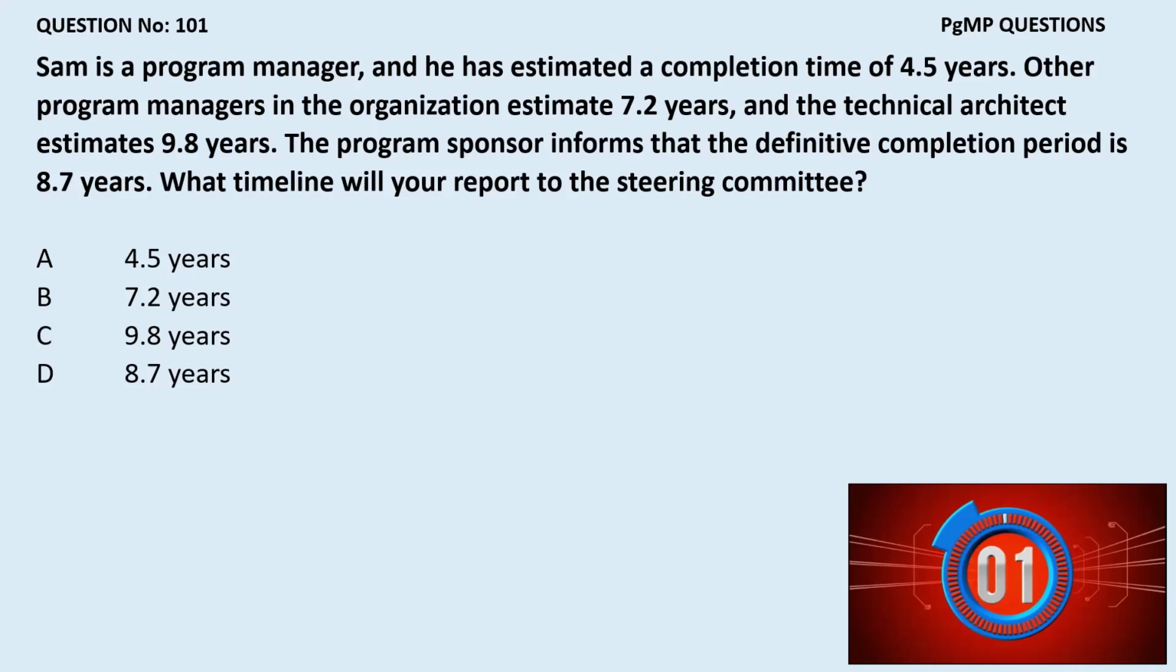Very good. So question number 101. Mr. Bhaskar, why B? Sir, I did P plus 4M plus O by 6. Is it wrong? It's wrong. You remember yesterday's question. What is the last line? Read the last line. The program sponsor informs the definitive completion period is 8.7 years. End of question. So whatever story is written in the first 3 lines is useless.